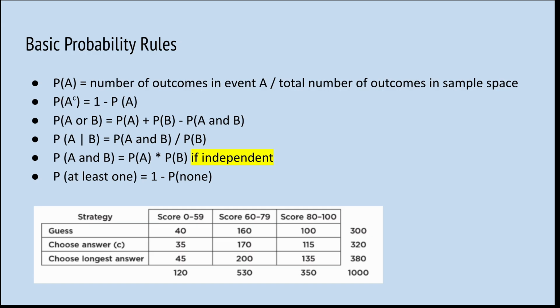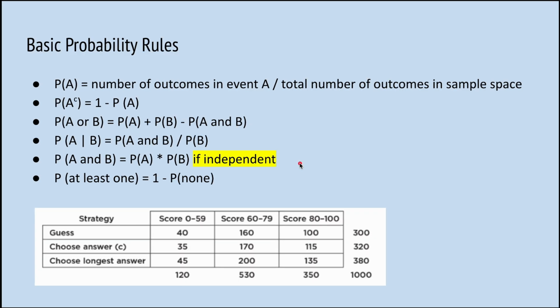Say we want to find the probability that someone in the 1,000 people group chooses the longest answer strategy or scores from 0 to 59. So for this one, we would go 380 divided by 1,000 plus 120 divided by 1,000. But then since there's this overlap with this 45, we would subtract the 45 divided by 1,000. And so we should get our probability being 0.455.